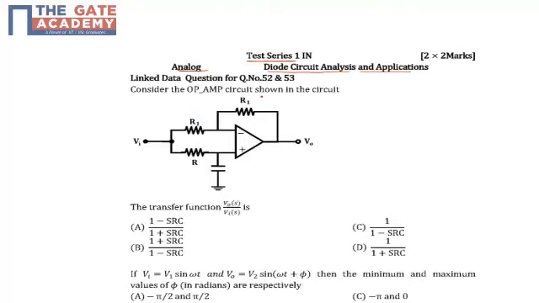Consider the op-amp circuit. This is the op-amp circuit. We need to find out the transfer function, that is V0(S) divided by Vi(S). This is the given circuit.